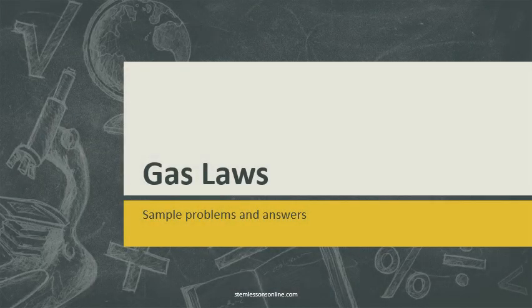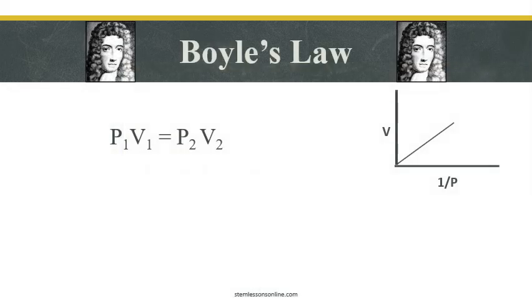Now let us see how to solve some gas law problems using Boyle's law, Charles' law, Avogadro's law, ideal gas law, and Dalton's law of partial pressure. Let's begin with Boyle's law. As we mentioned in the previous lesson, the pressure and volume are inversely related. So the formula will be P1 V1 equal P2 V2 when you compare two gases or when you change the pressure and volume of the same gas, and temperature will be constant.